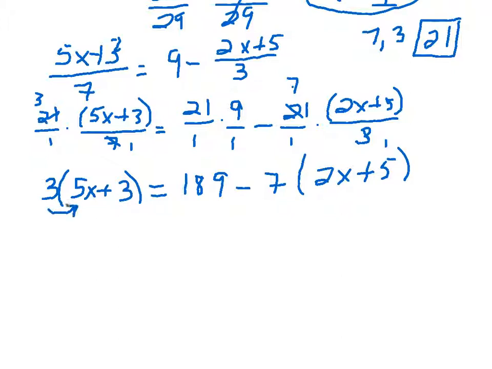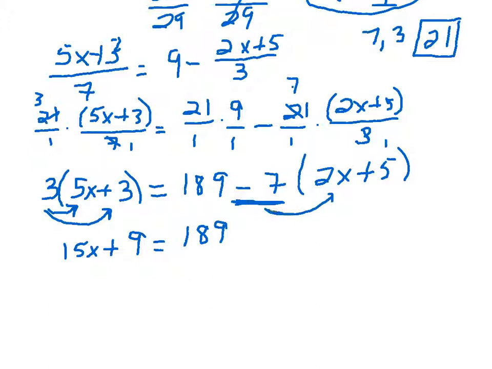Next up, we need to multiply through. So we're going to start by multiplying the 3 through. 3 times 5x is 15x, plus 3 times 3 is 9, equals, we copy the 189 because we haven't touched it yet. Now, remember that this negative sign is attached to the 7 when we multiply it through. So we want to think of it as multiplying both of these numbers by a negative 7. So negative 7 times 2x is going to give us minus 14x. And then negative 7 times positive 5 is going to give us negative 35.